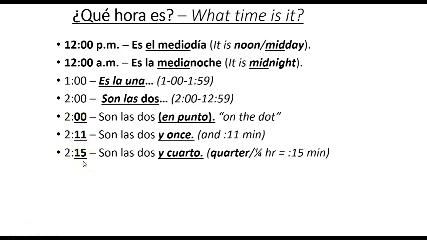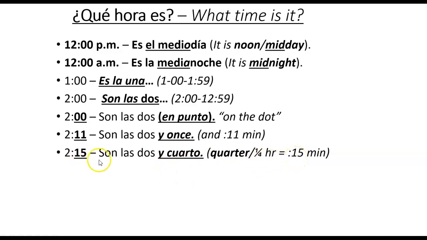So if you know in a clock, every quarter of an hour is 15 minutes, right? There's 60 minutes in a clock. You divide it by 4, 15. So remember how your grandma used to say it's a quarter past 2, which means it's 2:15? In Spanish, we do something very similar. We say son las dos y cuarto. It is 2 and a quarter, because a quarter of an hour, which is 60 minutes, is 15 minutes.